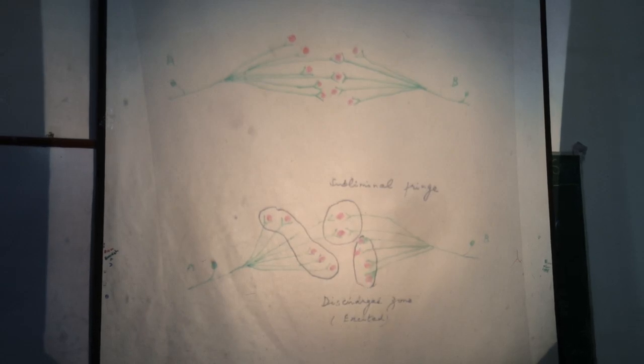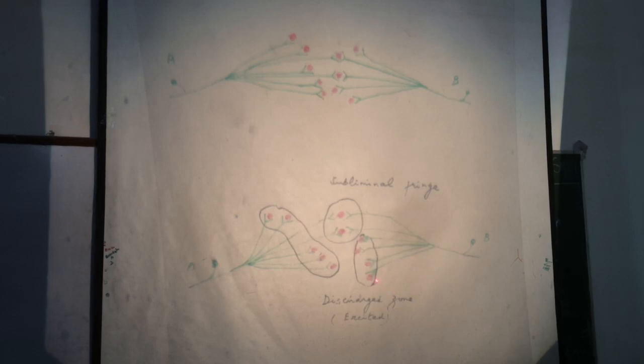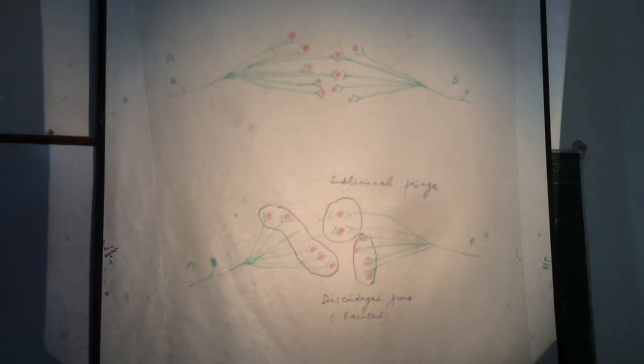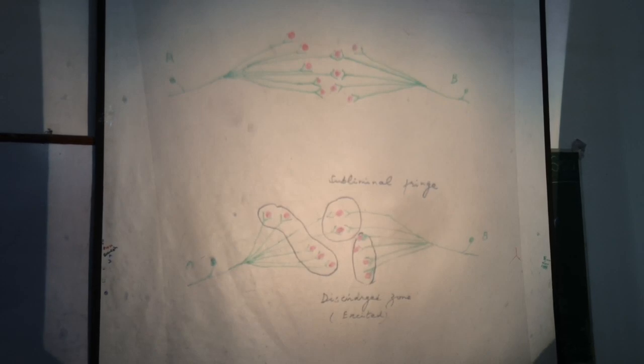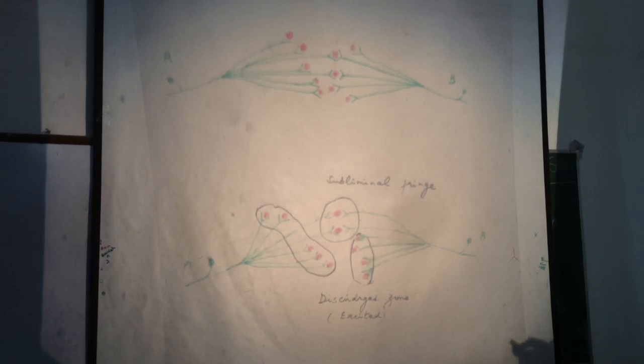You stimulate afferent A separately, muscle tension produced will be 5G. You stimulate afferent B separately, muscle tension will be 4G. 5G by A and 4G by B. When you stimulate these 2 afferents A and B simultaneously, the muscle tension produced will be 11G. What was expected? 9G.